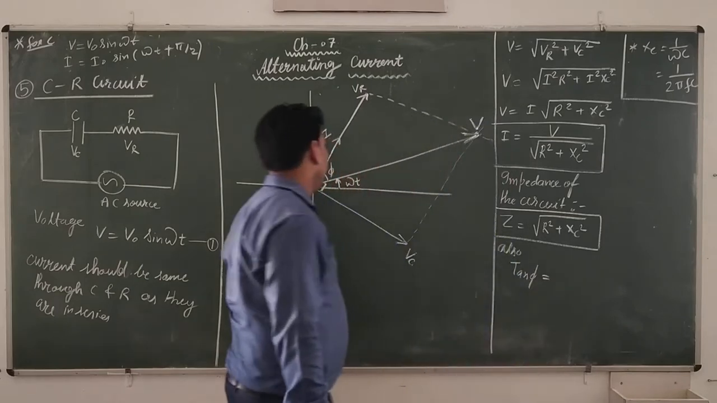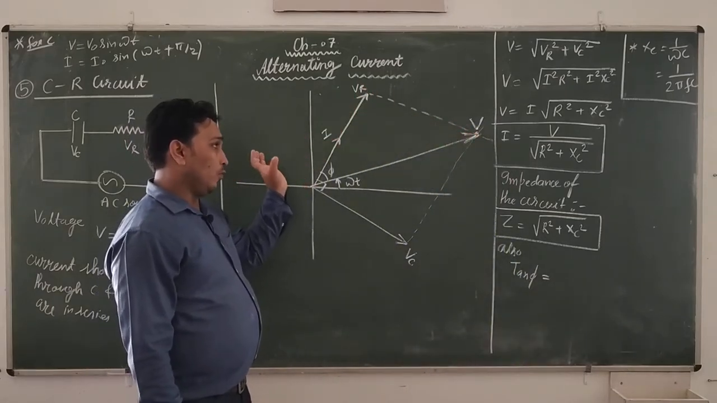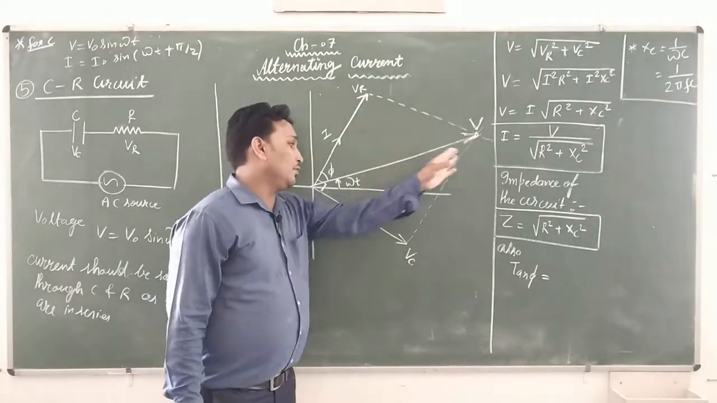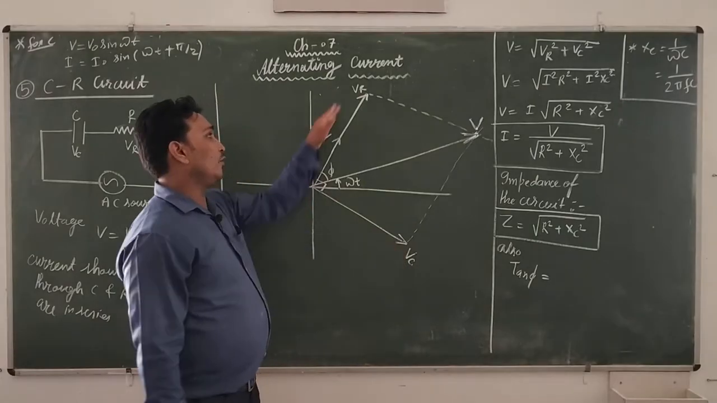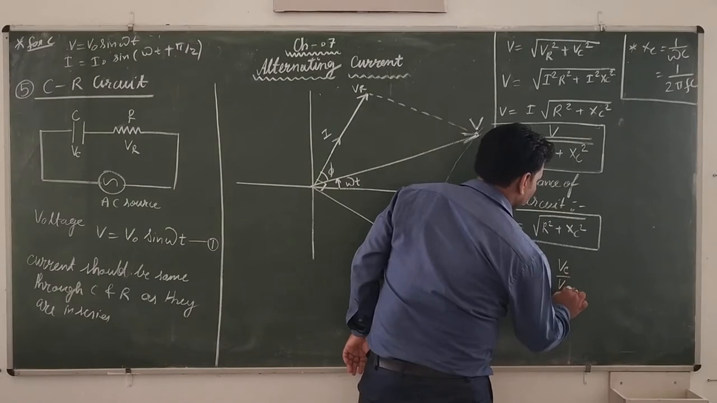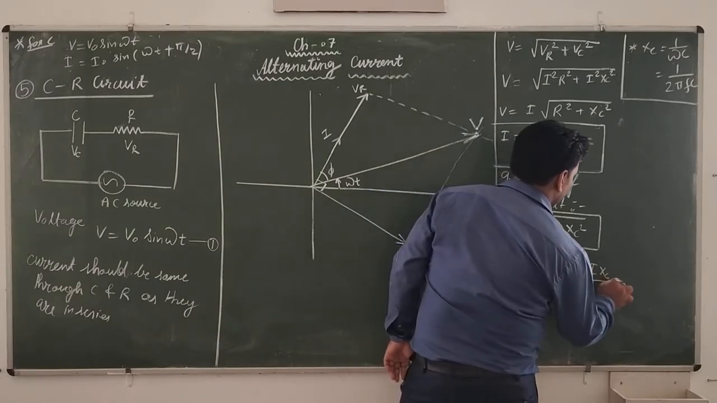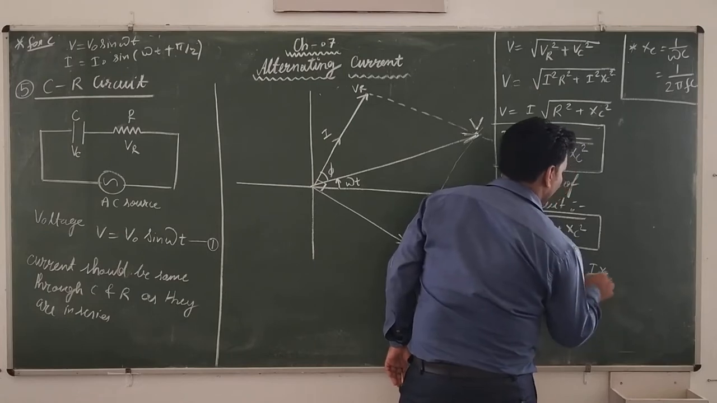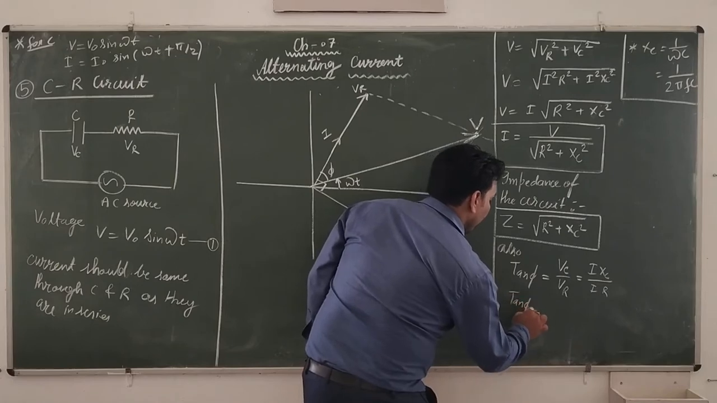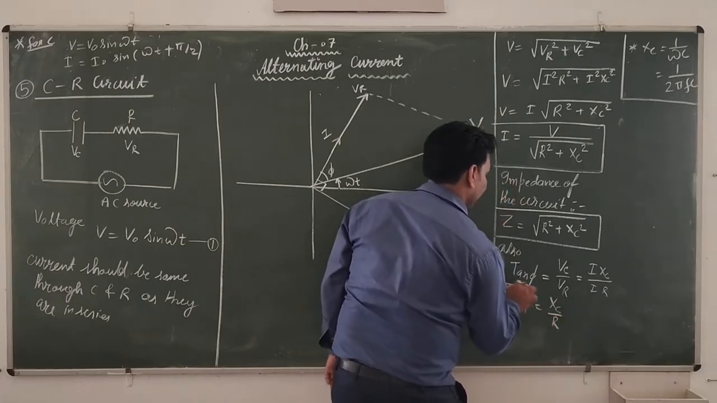Tan phi is perpendicular upon base. So who is playing as the perpendicular here? This side, and this side is what? VC. And the base is what? VR. So you must write VC upon VR, which can be written as I into XC over I into R. Now I and I will be cancelled out, so we have tan phi is equal to XC over R.